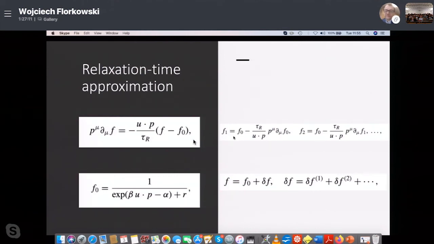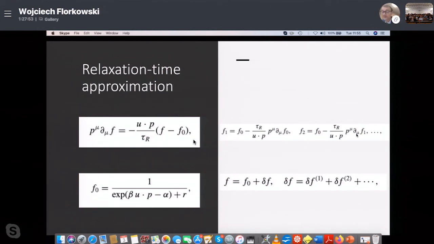So for instance, the first order correction is just obtained as the equilibrium function plus an operator from the left-hand side acting on the equilibrium function. The equilibrium function has dependence on temperature and chemical potential, so you immediately see that the distribution function contains an equilibrium part, which gives you perfect fluid hydrodynamics when you integrate it. But there will also be some gradient terms. So this will give immediately the Navier-Stokes equations.